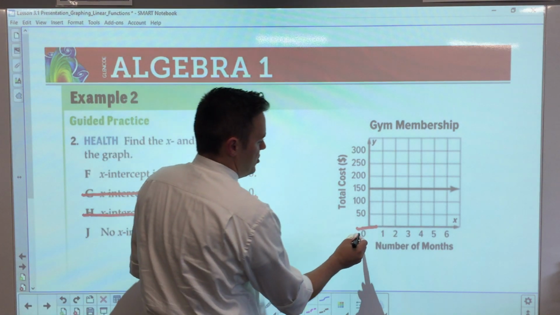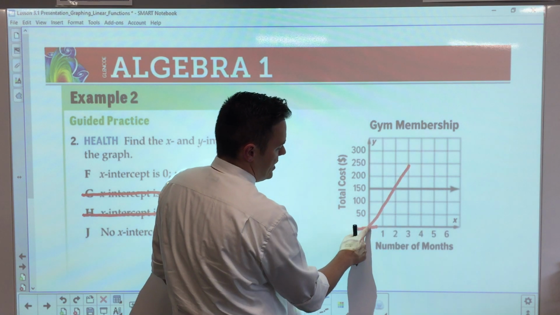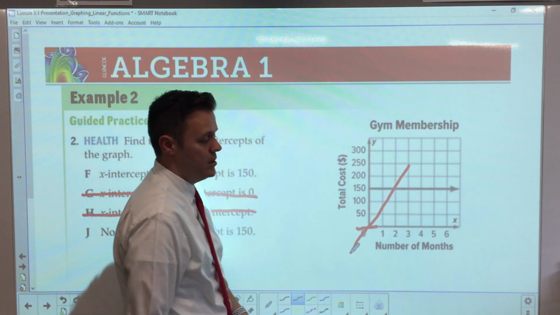On this, ladies and gentlemen, you have a line that would cross right here at the x-intercept that would be 0, okay?